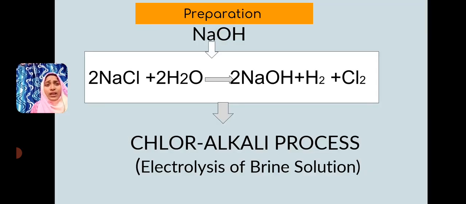Next, how do we prepare NaOH, sodium hydroxide? If we take 2 moles of sodium chloride, which reacts with 2 moles of water, it gives rise to 2 moles of sodium hydroxide, plus hydrogen gas is liberated and chlorine we will get. For this, we consider it as the electrolysis of brine solution. It is also called the chlor-alkali process.